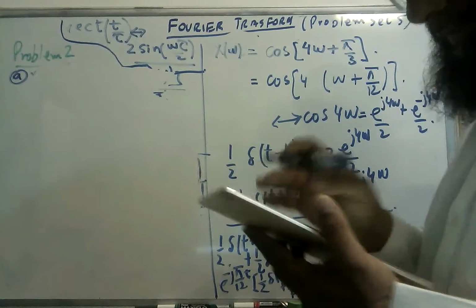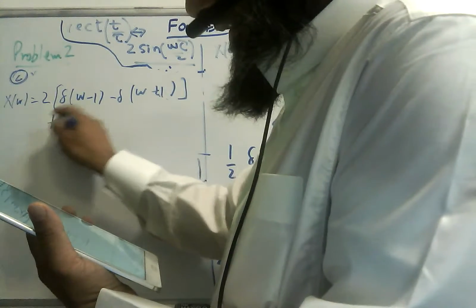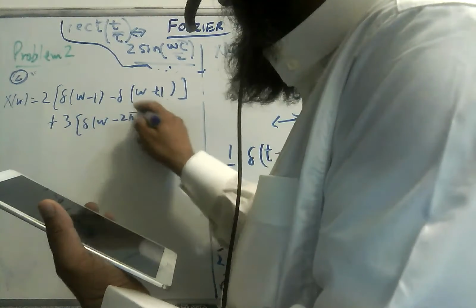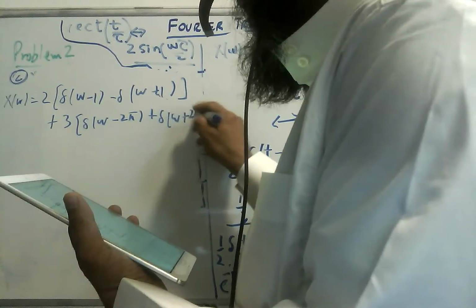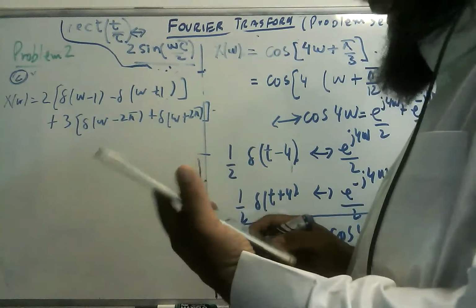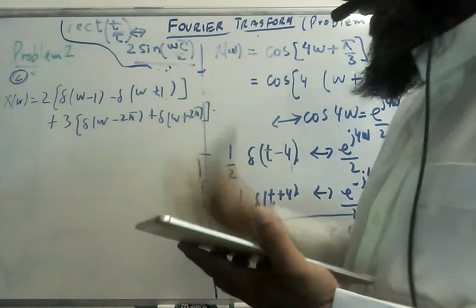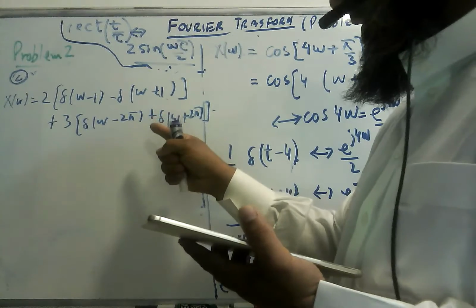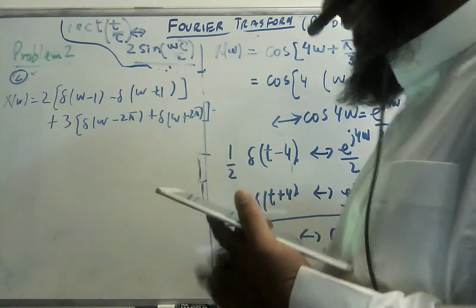So the third question is the C part of this: plus 3 delta omega minus 2 pi plus delta omega plus 2 pi. By just looking at this, we can see that this is the Fourier transform of cosine and sine. Why? Because let us look at these.